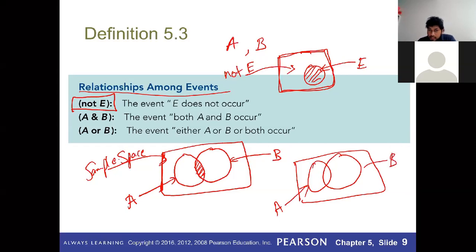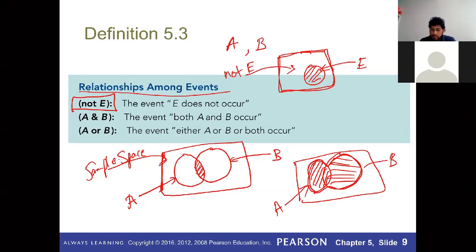In contrast, A or B means either A can happen or B can happen. So everything that belongs to A or B is not just the intersection, but everything belonging to either of the two events.